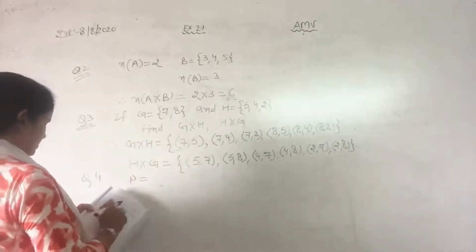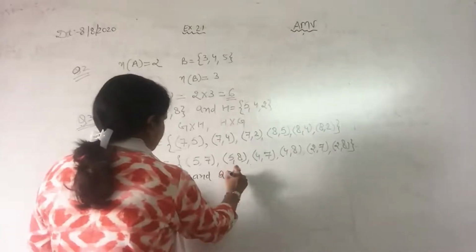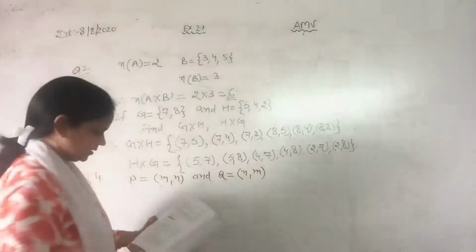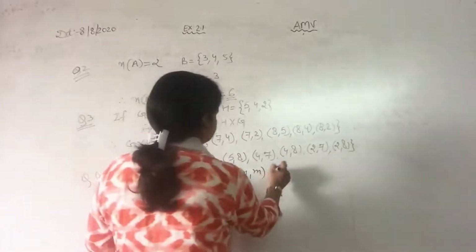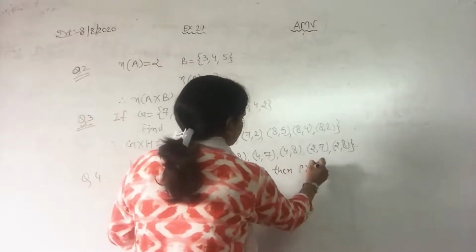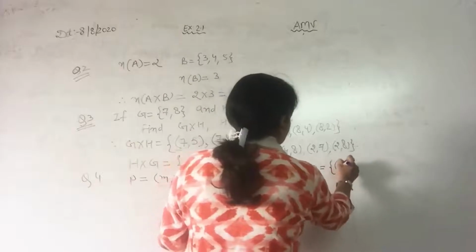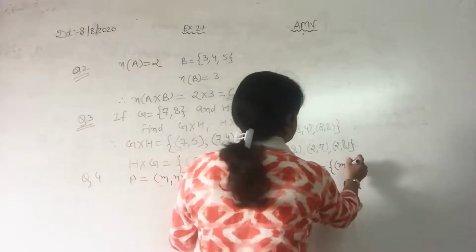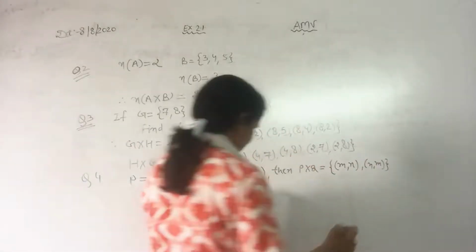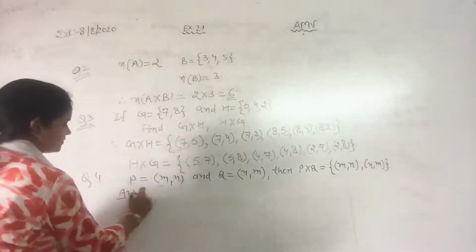here P is given as {M, N} and Q is given as {N, M}, then Cartesian product PQ is equal to {MN} and {NM}. Very simple. It's false.